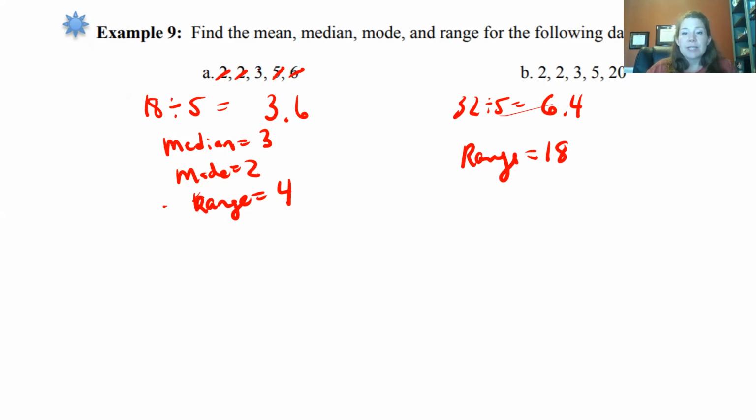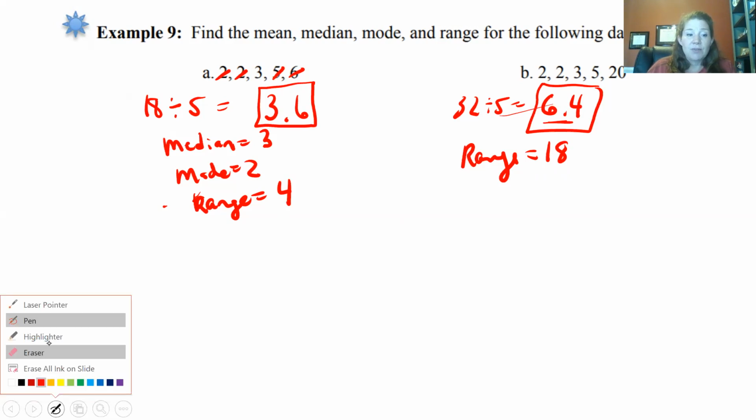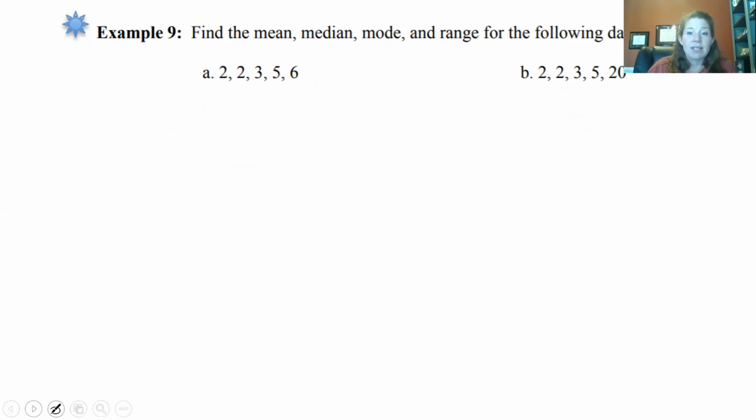Even though all the other numbers are exactly the same, the mean went from 3.6 to 6.4. With very small numbers, that's a big difference in means. And the range went from only 4 points separating the lowest and the highest, to 18. So if you have an outlier, it's going to really make a difference in the mean and the range. If you notice on both of these sets of data, the median and the mode didn't change at all. And that may or may not happen in other sets of data, but the mean and the range will definitely be changed. So that's the point that is being made right now on the outlier.